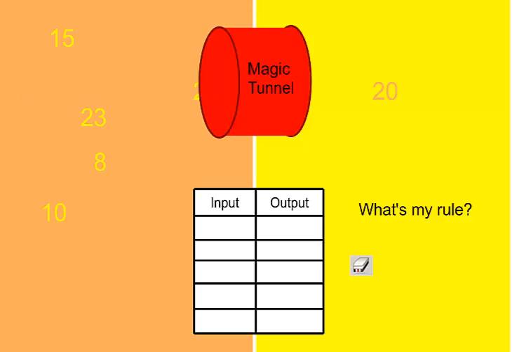If I put a 2 into the magic tunnel, I get a 20. So 2 is my input and 20 is the output. If I put an 8 in, I get 100. Are you thinking of the pattern yet? Oops. That's not right. Let's change that to 80. Next, we put the 10 in, and we get 100.